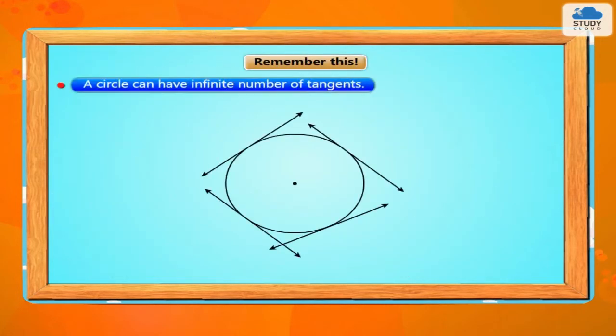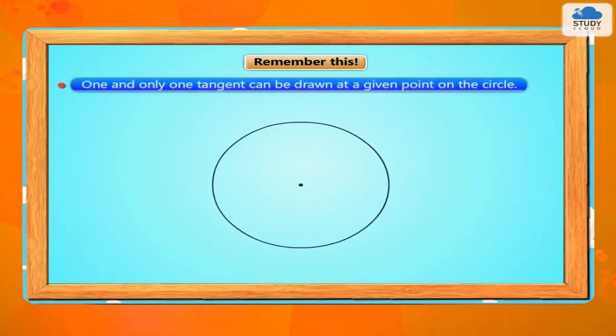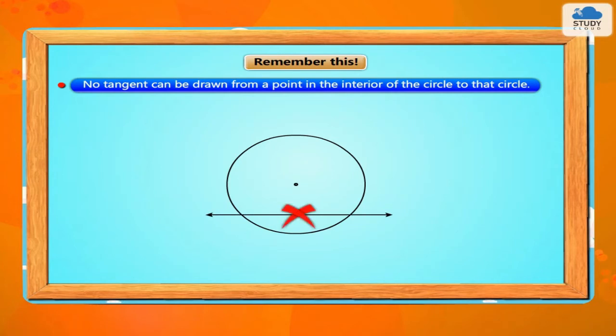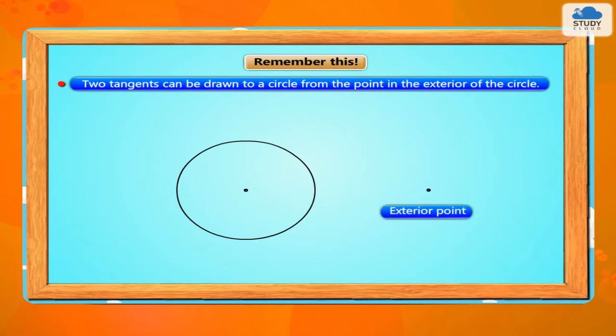Remember this. A circle can have infinite number of tangents. One and only one tangent can be drawn at a given point on the circle. No tangent can be drawn from a point in the interior of the circle to that circle. Two tangents can be drawn to a circle from a point in the exterior of the circle.